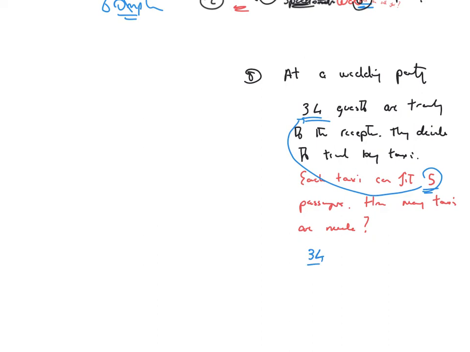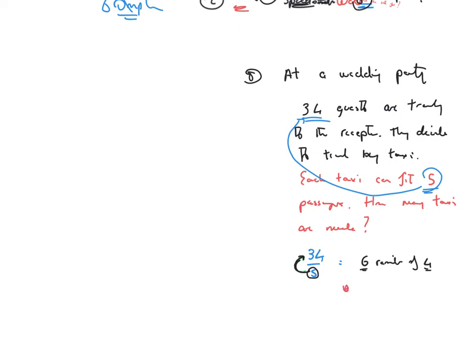So if we do 34 divided by 5, how many 5s fit into 34? Well, that would be 6, and there would be a remainder of 4. And that's quite a good way of thinking about this one. One taxi will give 5 passengers, so how many 5 passengers will make up the 34 passengers? That's 6 taxis with a remainder of 4.